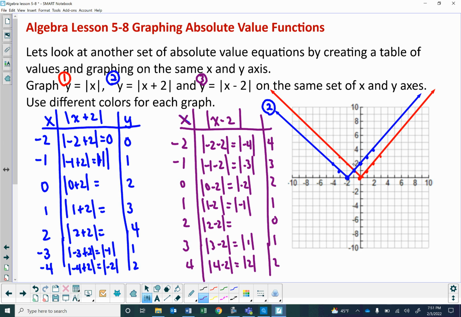So negative 2, positive 4, 1, 2, 3, 4, that's here. Negative 1, positive 3, 0, 2, 1, 1. Oops, that's right there. 2, 0. So far I've got a straight line. 3, 1. I finally get to my V shape. 4, 2. All right, so now when I draw my graph, my V shape is going this way. So there's graph number 3.